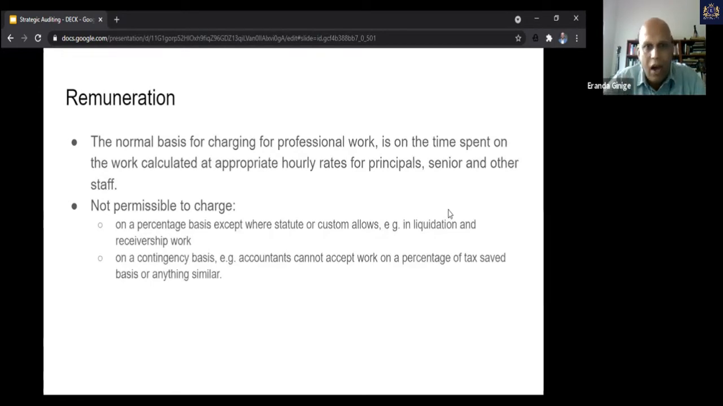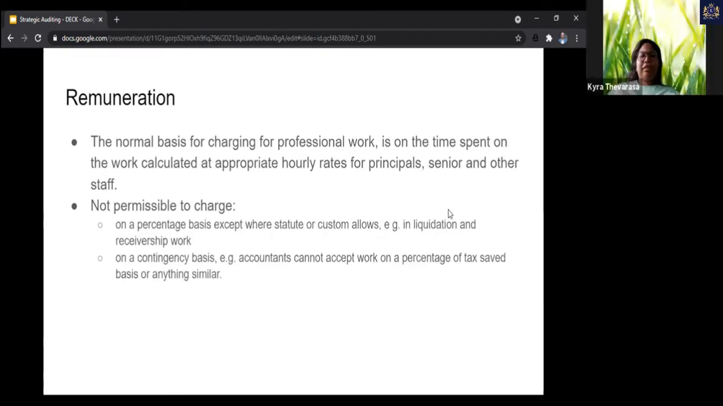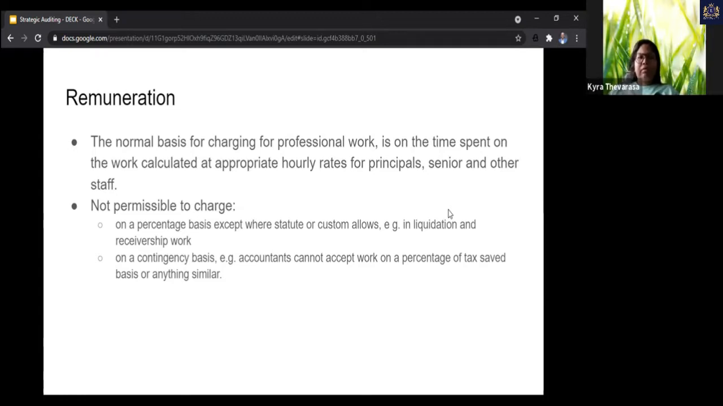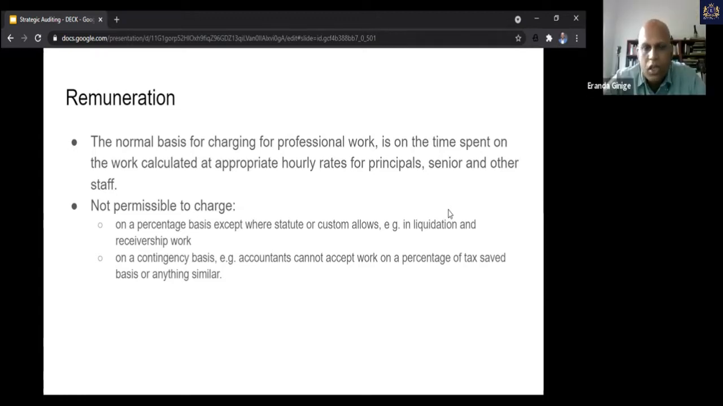Right. Remuneration. How do they get paid? So the normal basis for charging professional work is on the time spent on the work, calculated at appropriate hourly rates for whoever the staff that you use, right? So it's hourly rate. What that requires is for the auditor to really plan the audit and the times and everything, the workload and the people who are going to work. So it's a lot of project management.